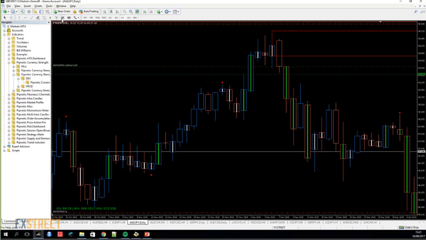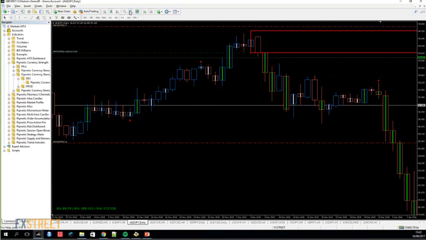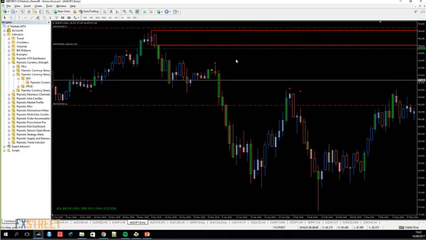So the area of supply here is just here, just like that. And you can see price has not been back there yet. Price has been just back to the lows, but it has not been back to the bottom here. Sorry, to the bottom of the area of supply, which I really like.